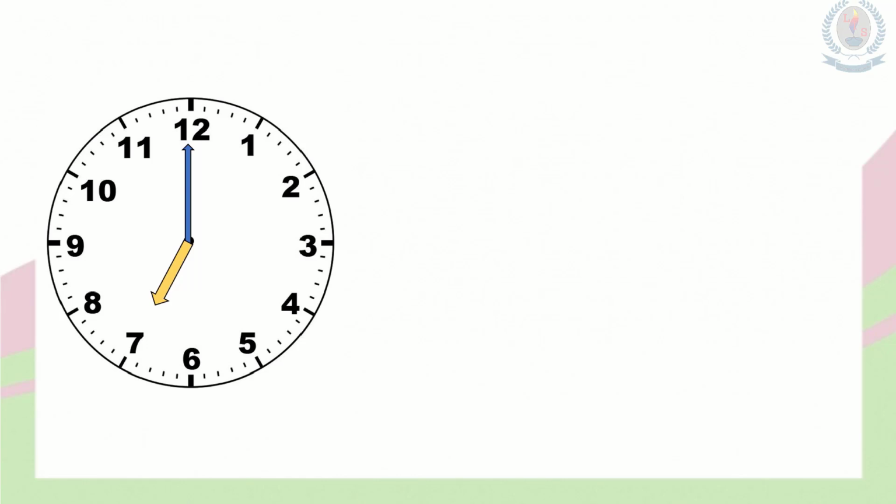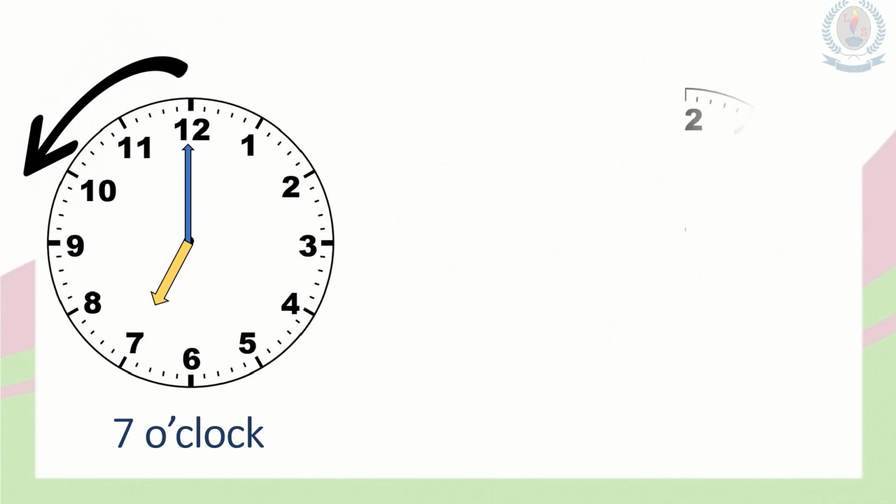What is this time? The short hand points to the number 7 and the long hand points to the number 12. This is 7 o'clock. Now the hands of the clock turn to the left-hand side. It is the anticlockwise direction.